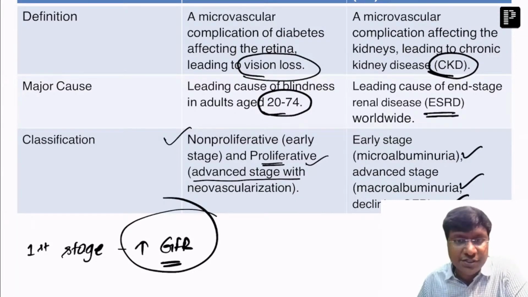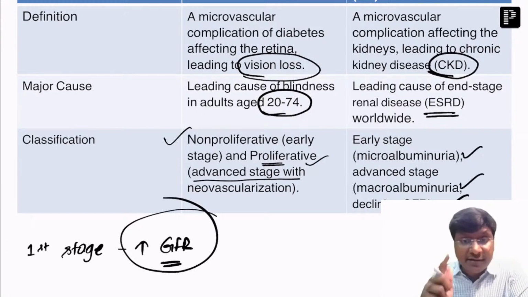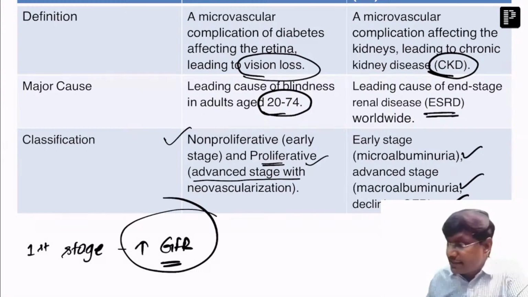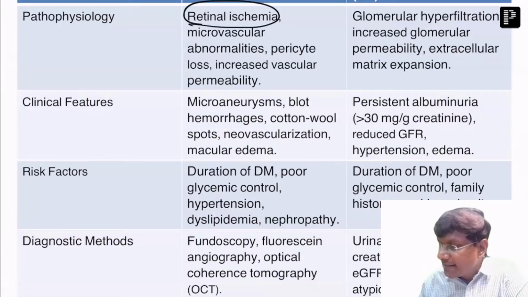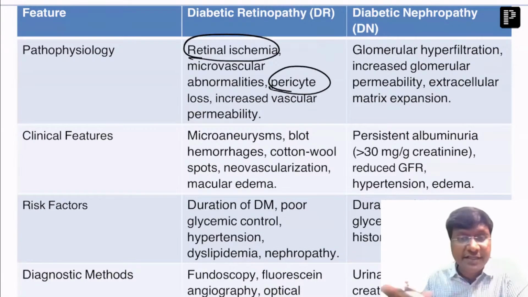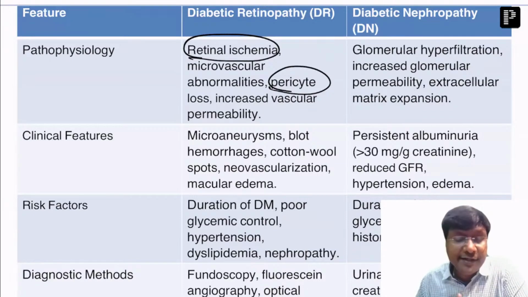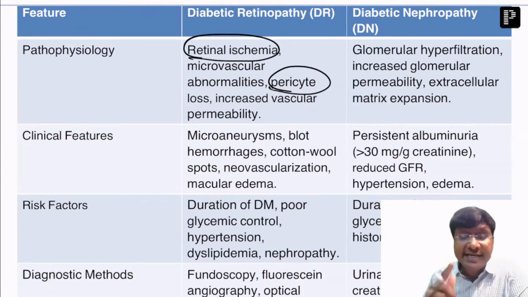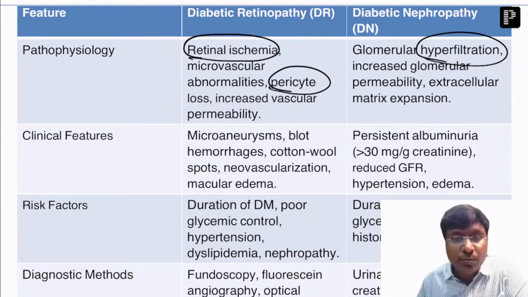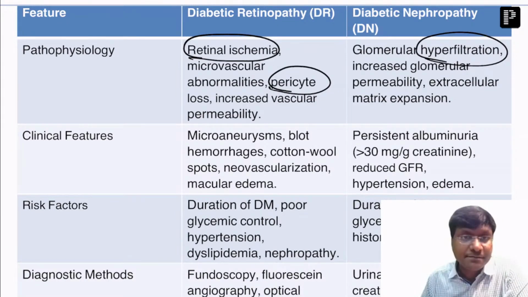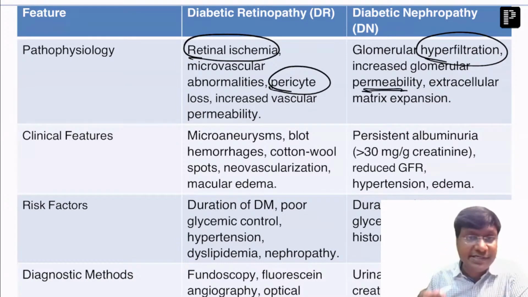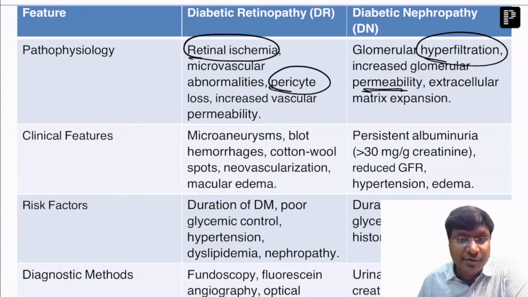Now, what is the pathophysiology? In case of diabetic retinopathy, it is a microvascular disease that will be causing retinal ischemia, and there will also be loss of the pericytes, right? Retinal ischemia and loss of pericytes. Whereas in diabetic nephropathy, what did I tell you? The initial stage is increase in the GFR. So there will be glomerular hyperfiltration due to increase in glomerular permeability. That will be there initially. And as the glomerular permeability is increasing, there will be microalbuminuria and macroalbuminuria.